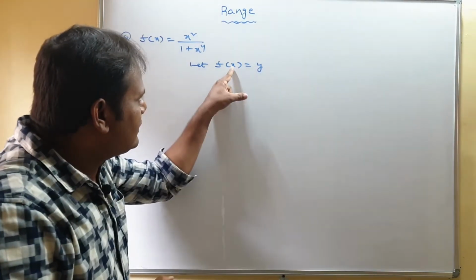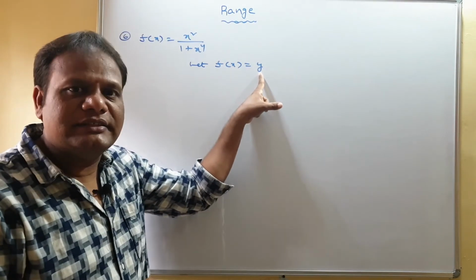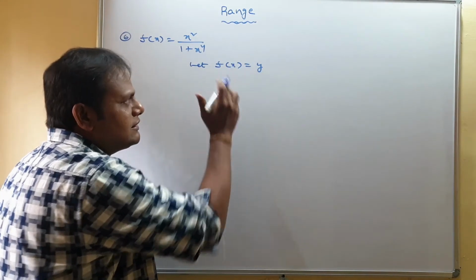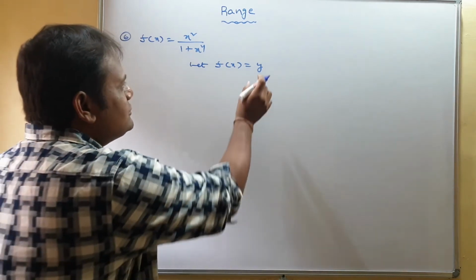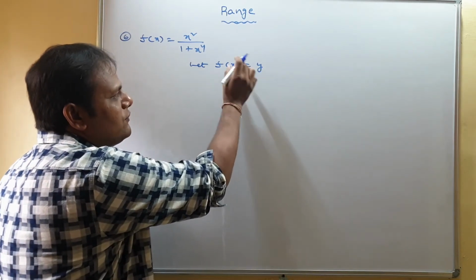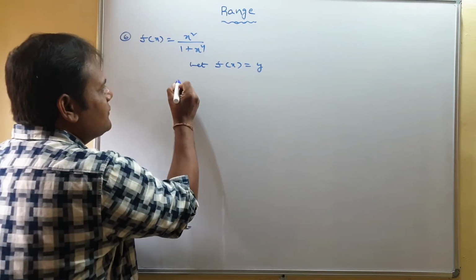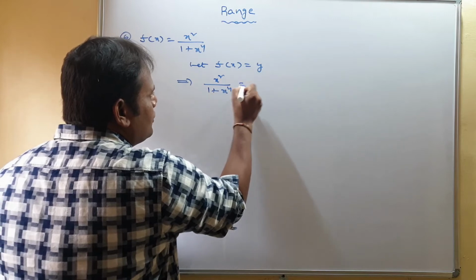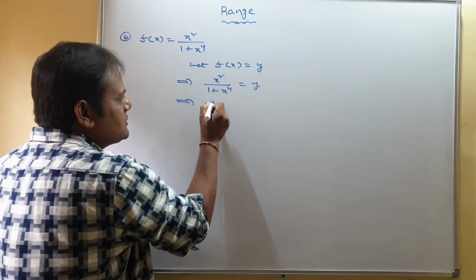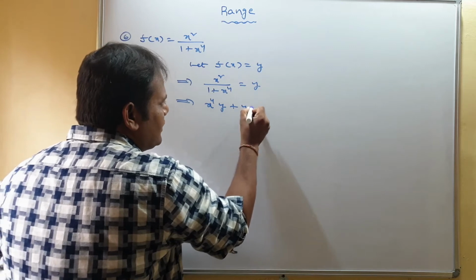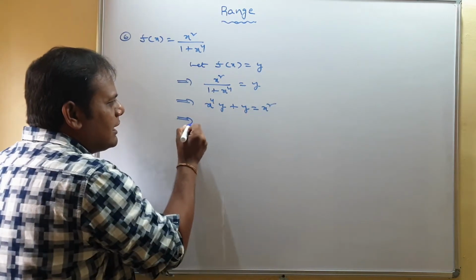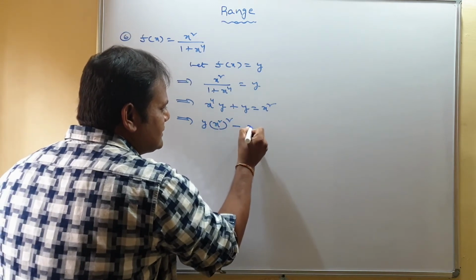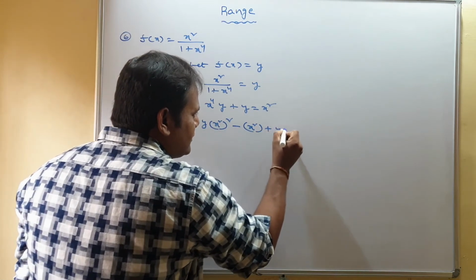So you know that x represents domain, y represents range. We have to find the values of y where x exists. So we do the simplification. What is f of x? x square by 1 plus x power 4 is y. Do cross multiplication: x power 4 y plus y is equal to x square. I can write it as y into (x square) whole square minus x square plus y equal to 0.